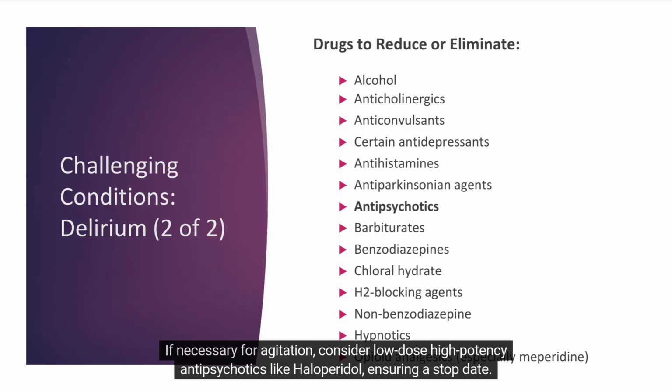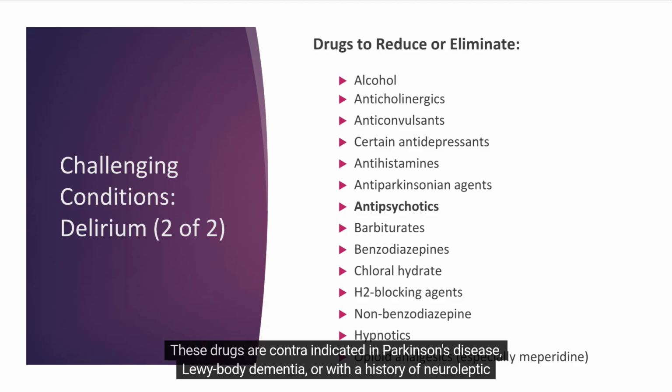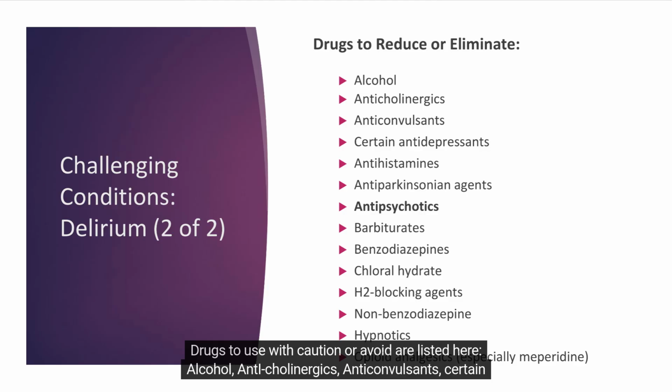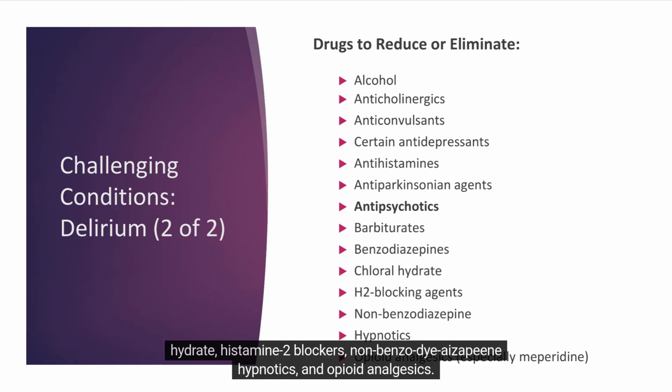If necessary for agitation, consider low-dose high-potency antipsychotics like haloperidol, ensuring a stop date. These drugs are contraindicated in Parkinson's disease, Lewy body dementia, or with a history of neuroleptic malignant syndrome. Drugs to use with caution or avoid are listed here: alcohol, anticholinergics, anticonvulsants, certain antidepressants, antihistamines, antiparkinsonian agents, barbiturates, benzodiazepines, chloral hydrate, histamine 2 blockers, non-benzodiazepine hypnotics, and opioid analgesics.